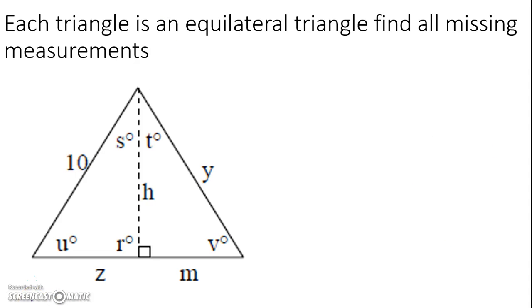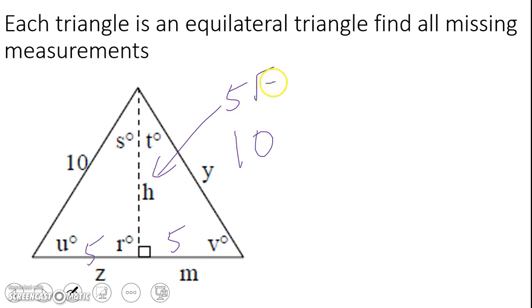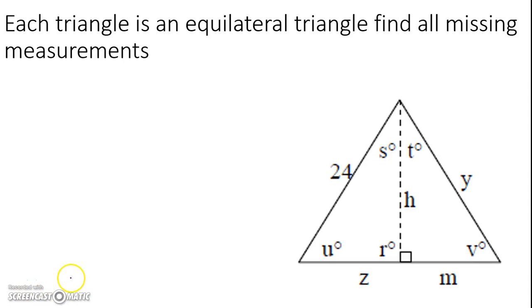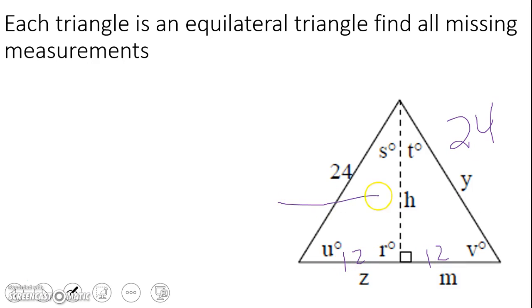And then two more. Again, hopefully you got 10, 5, 5, and then 5 root 3. Alright, and of course 30, 60, and 90, those aren't changing, so those should still be the same. And then again here we have 24, 12, 12, and our h, 12 root 3.